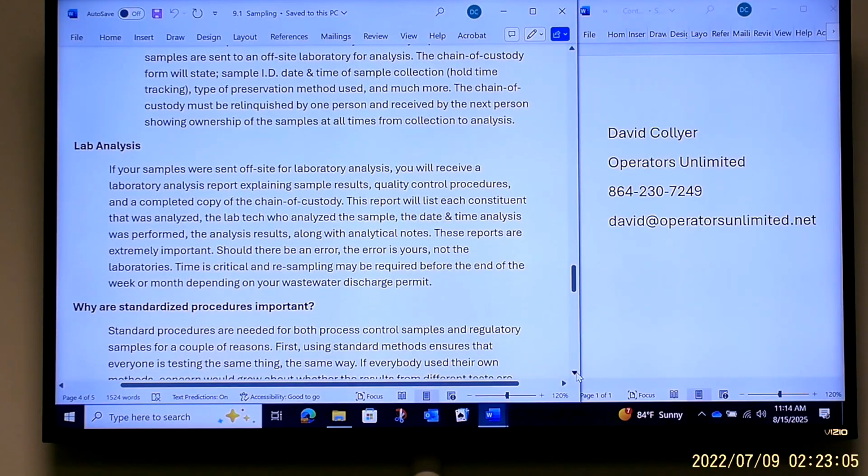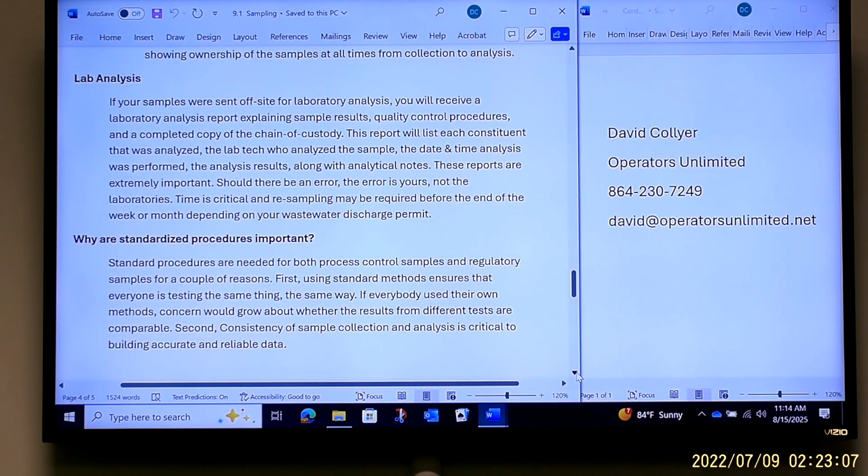Lab analysis. If your samples were sent off-site to a laboratory for analysis, you will receive a laboratory analysis report explaining sample results, quality control procedures, and a completed copy of the chain of custody. This report will list each constituent that was analyzed, the lab tech who analyzed the sample, the date and time analysis was performed, and the general analysis results, along with analytical notes.